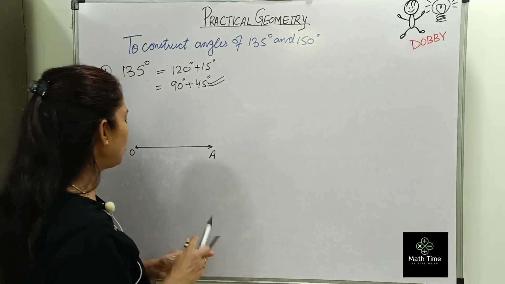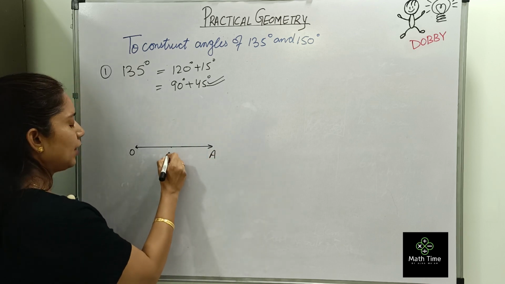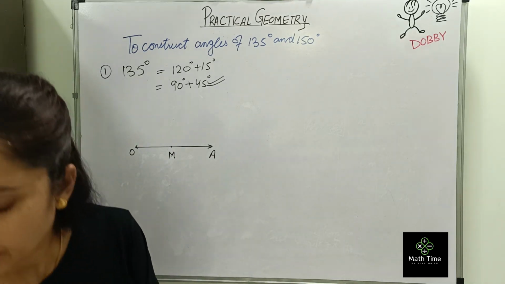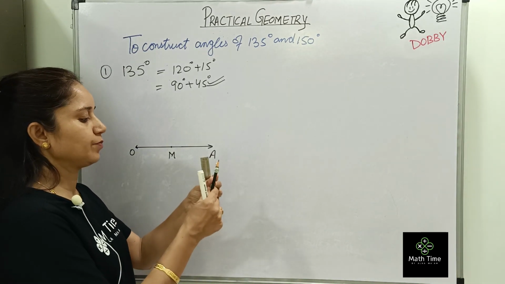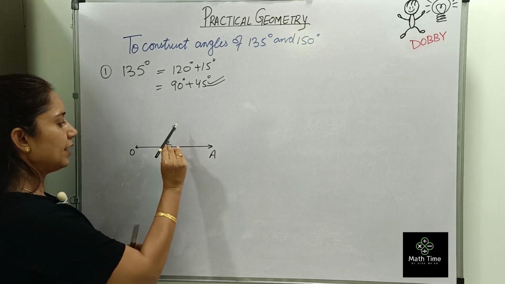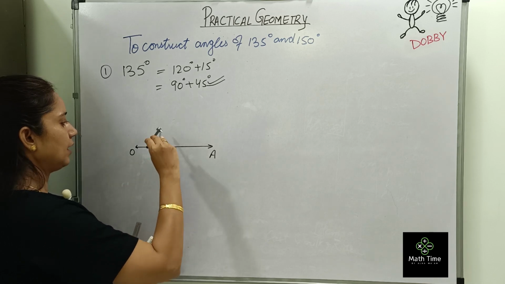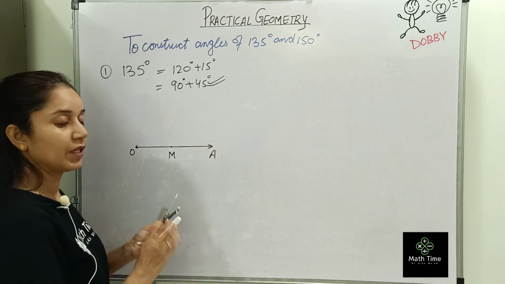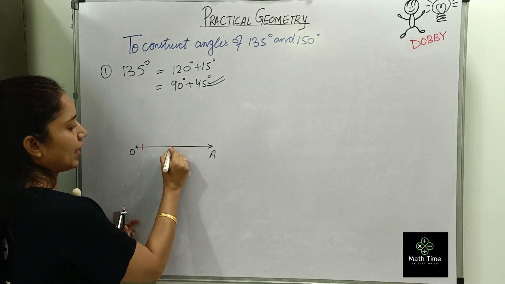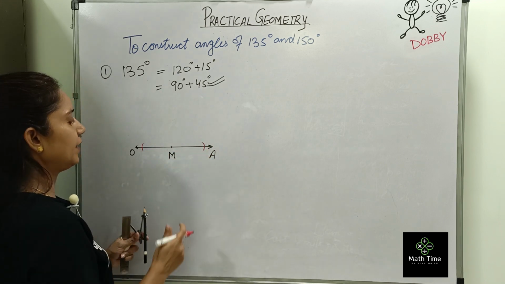So how to start? Take a point on the center or somewhere near to the center. I am taking the point here, M. With M as center and a suitable radius, make an arc on both sides of the line, right side and left side. In part 3, I already told you how to construct 90 degree. So from M as center, make an arc with a suitable radius on both sides.